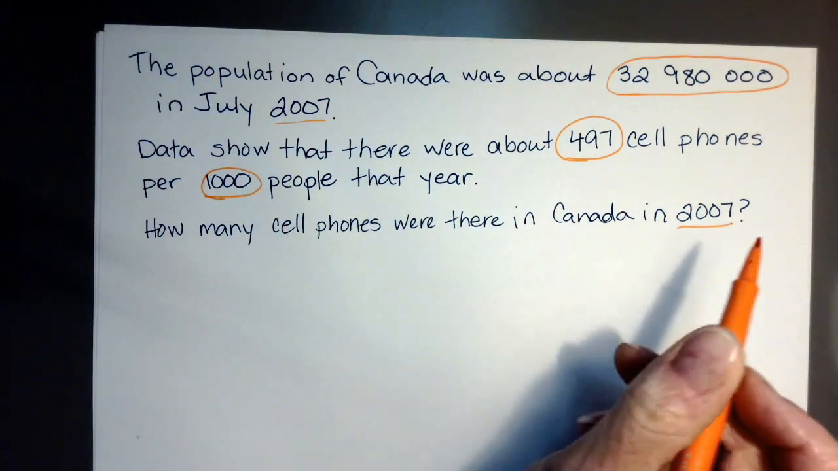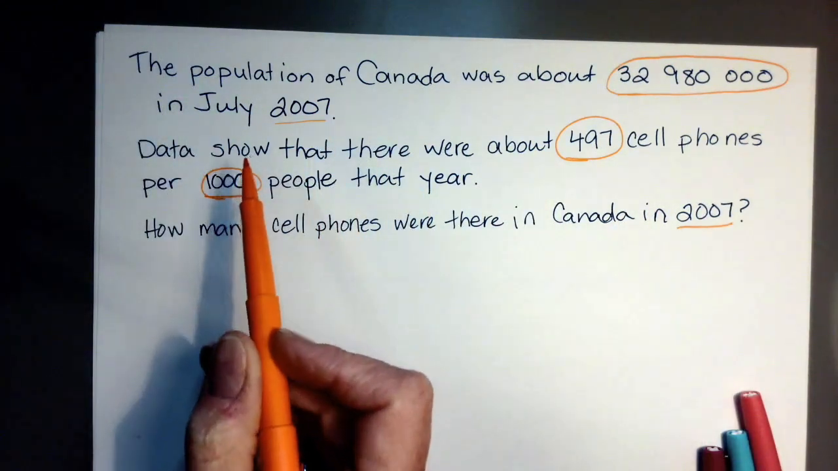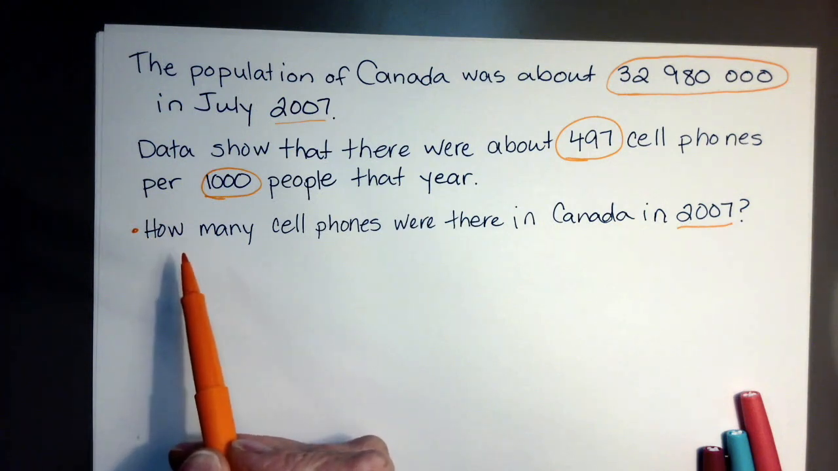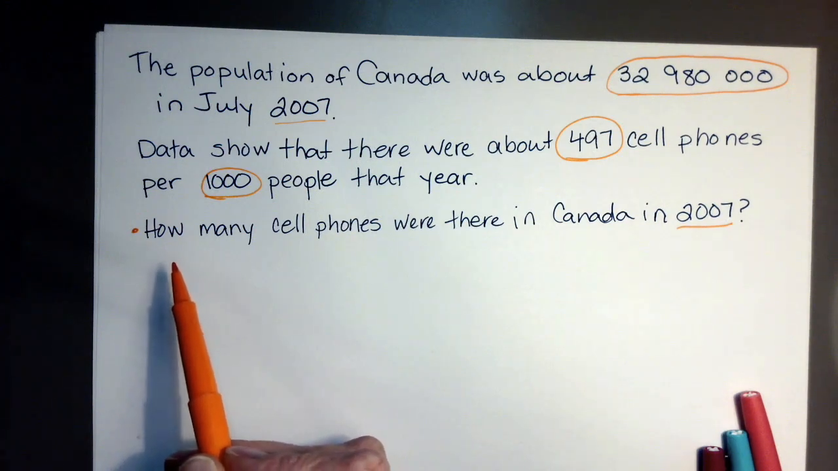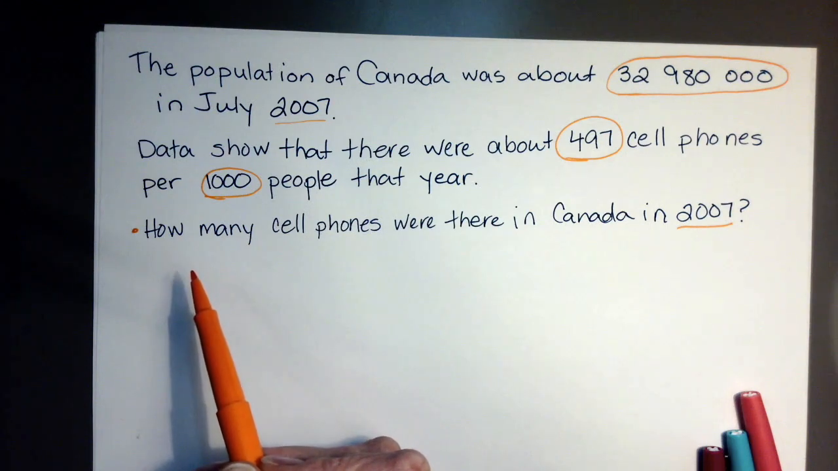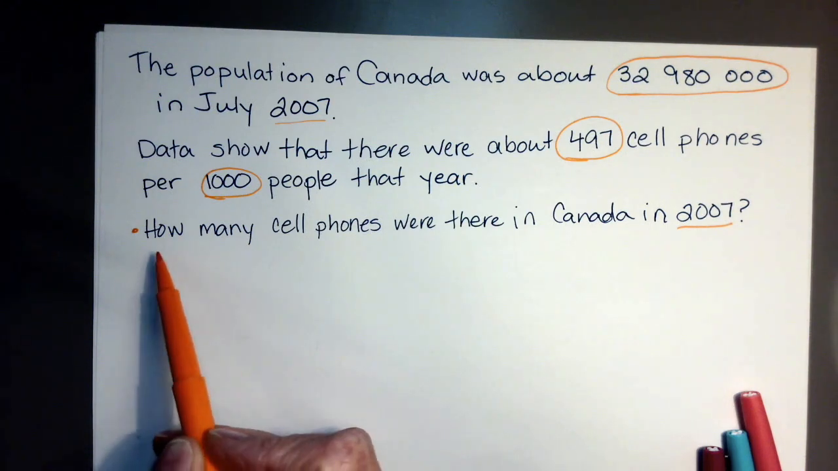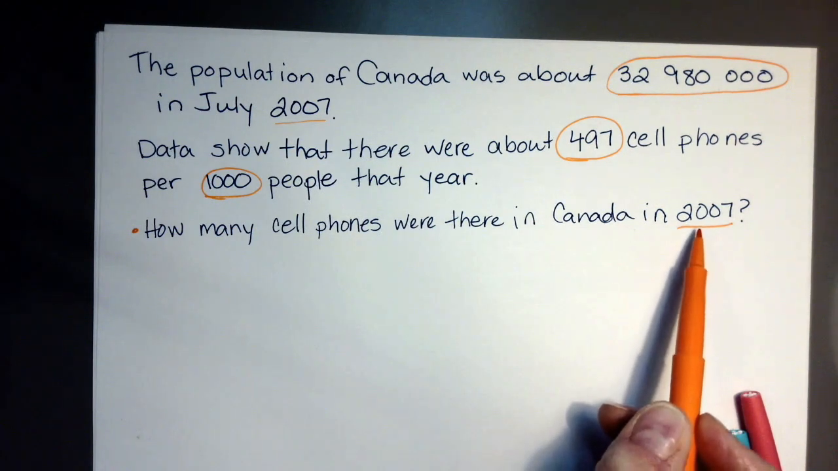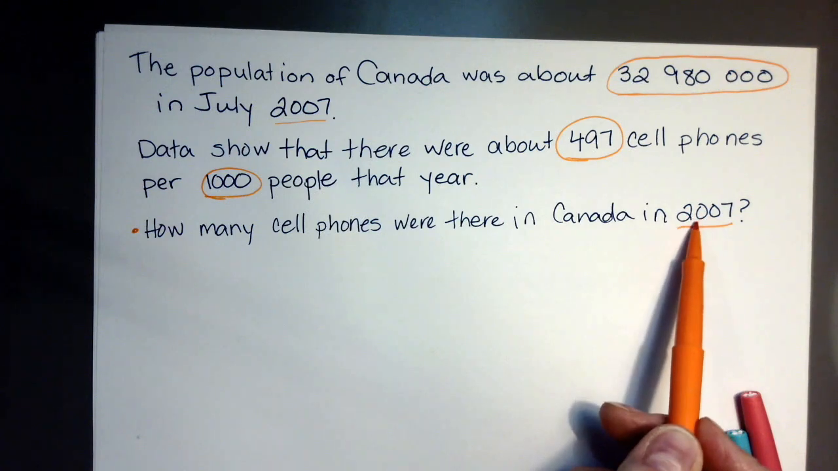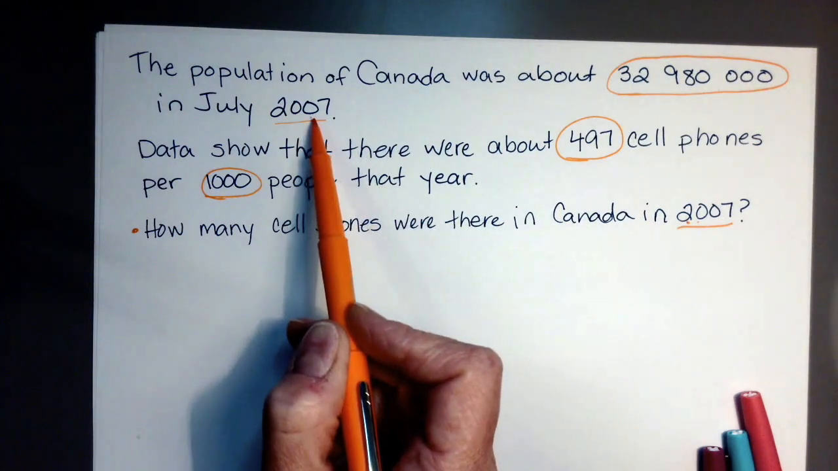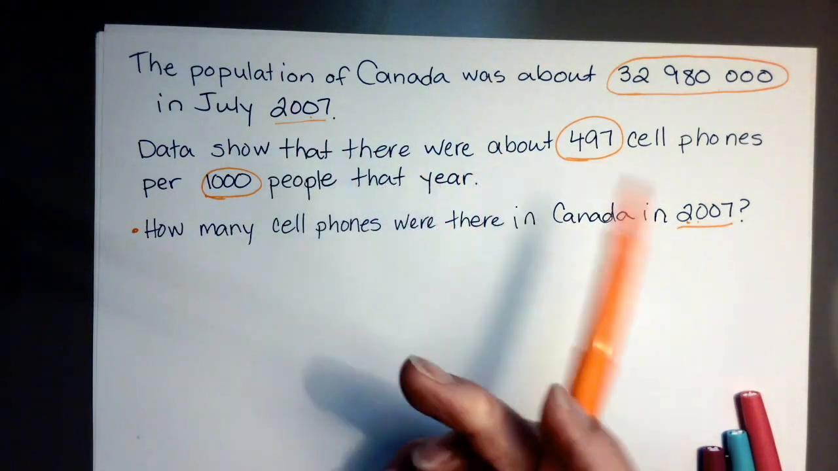If I read the question again, especially this last part right here where it says how many, that's a good clue to me that this is part of the most important part of the question, because how many is definitely asking me about an answer to a math problem. It says how many cell phones were there in Canada in 2007. So I think the year is only important so that we can match 2007 to this 2007. But I've got it underlined just in case it comes up.